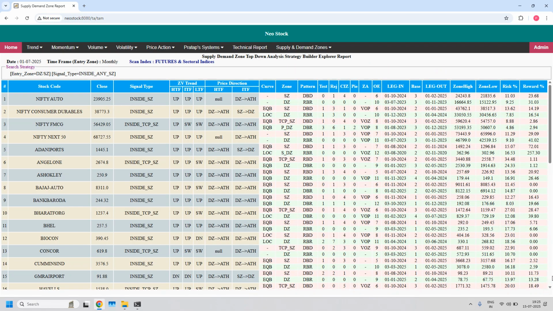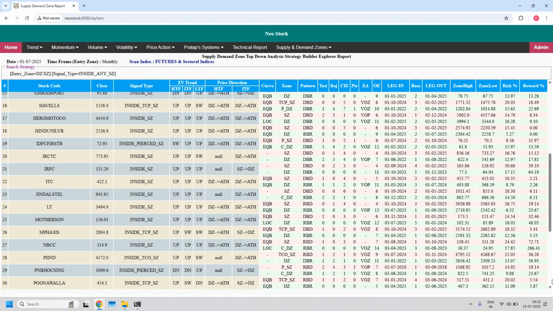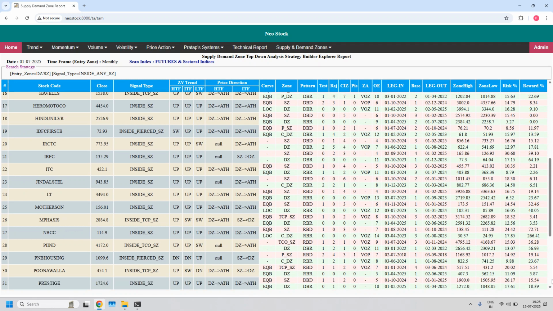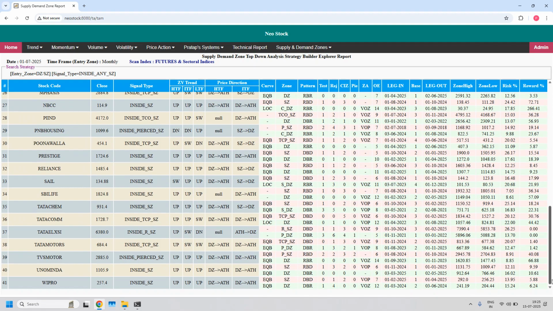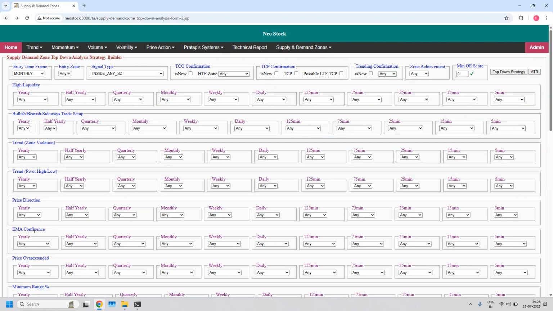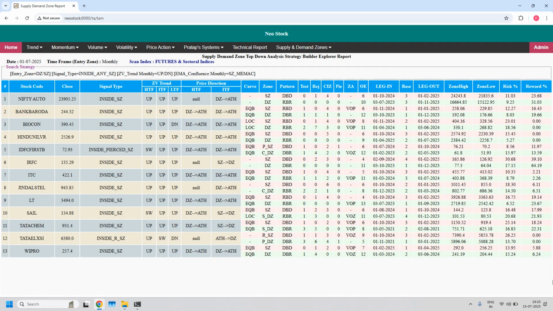First 15 stocks in the list. I am scrolling the list down. Total 41 stocks are filtered. We can further filter this list based on monthly supply zone having monthly EMA confluence. And also trend on the monthly should not be sideways. It can be up or down. We got 13 stocks.